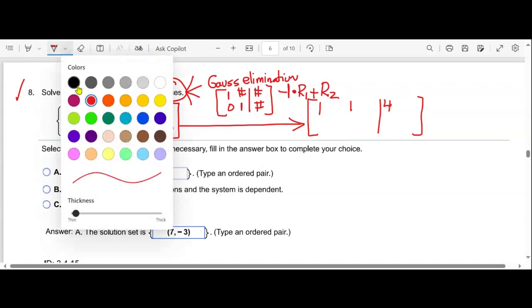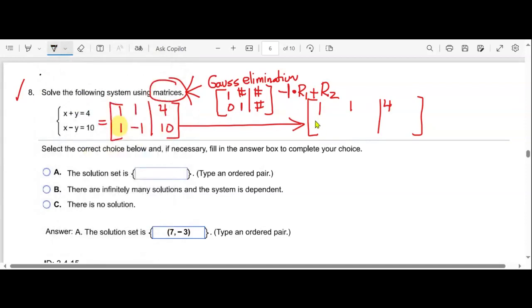Now what happened to row 2? That's where the changes happen. I'm going to multiply row 1 by -1. -1 times 1 plus 1, -1 times 1 plus -1, and the last one is -1 times 4 plus 10. So the first one gives you 0. This one gives you -2. This one gives you 6.